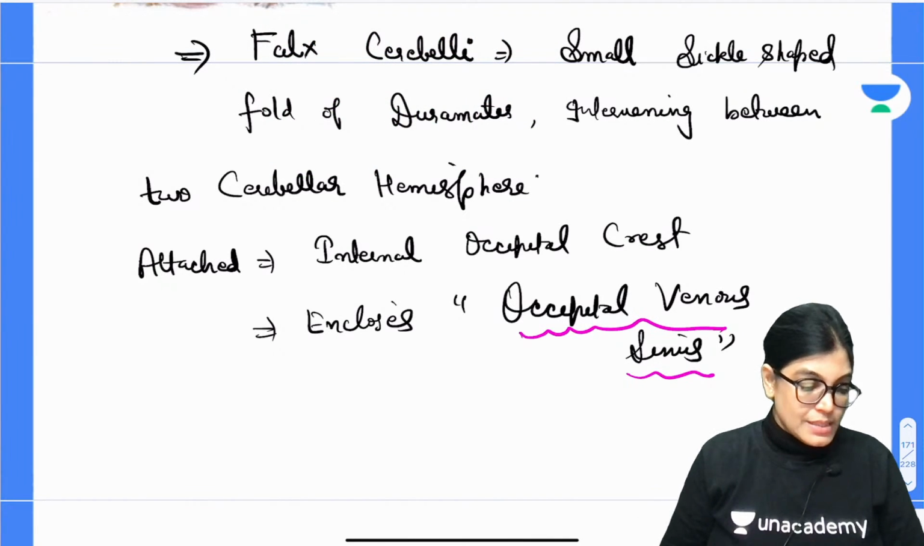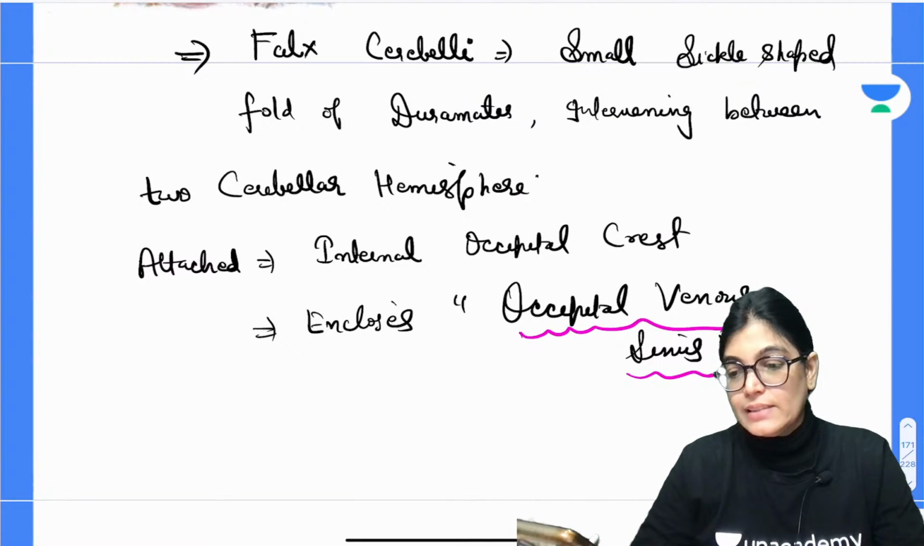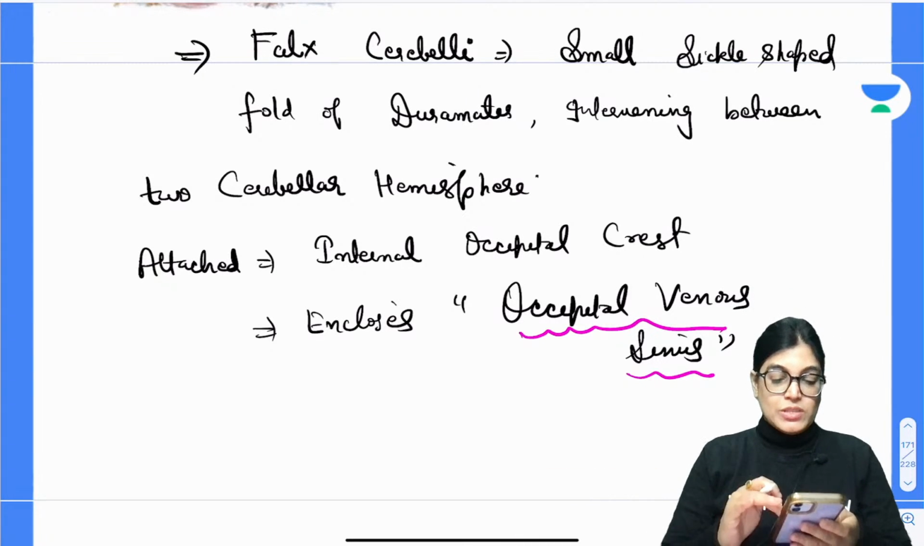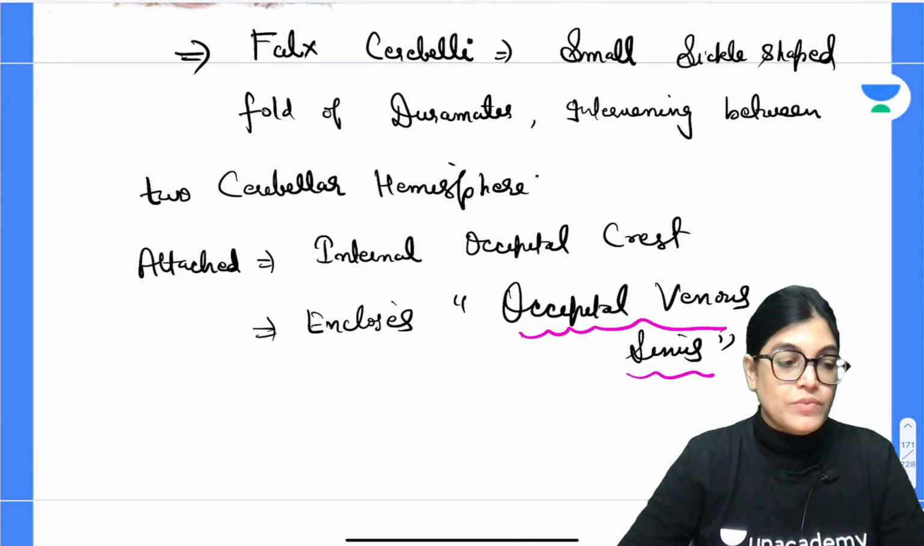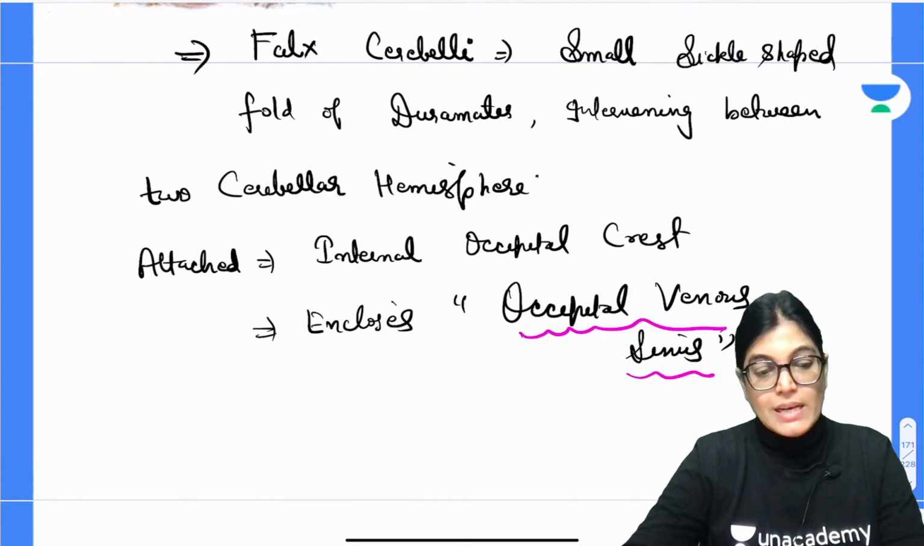So yes, we are done with this falx cerebelli. Now we have talked about all the three, and the last fold which we have to discuss is the diaphragma sellae. So let's talk about diaphragma sellae.